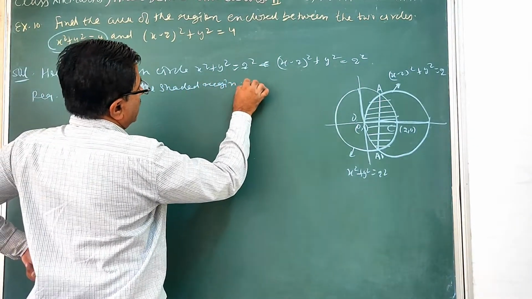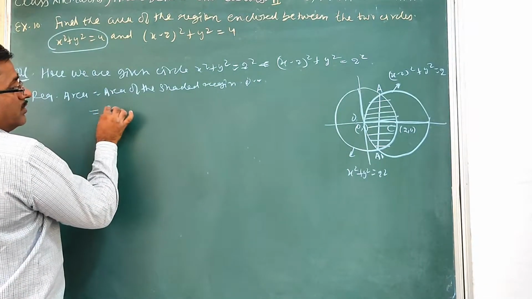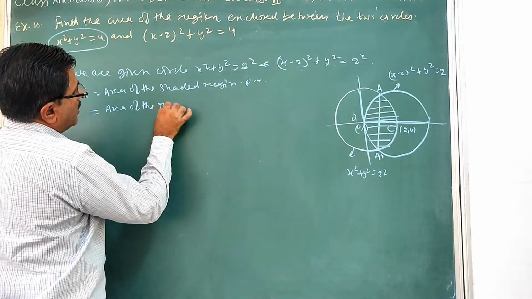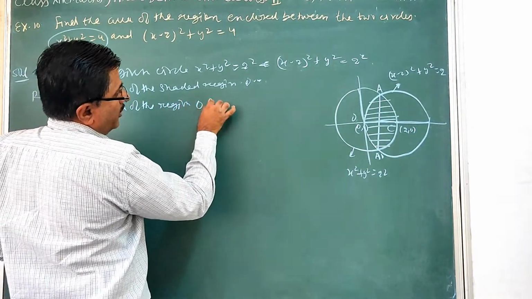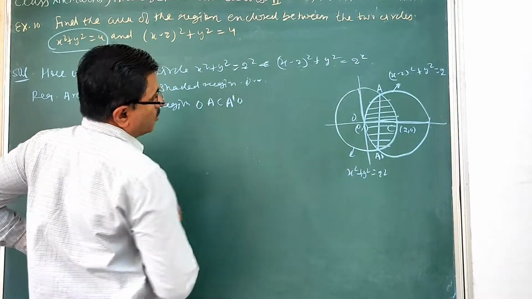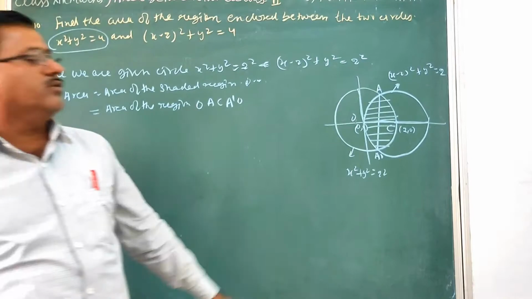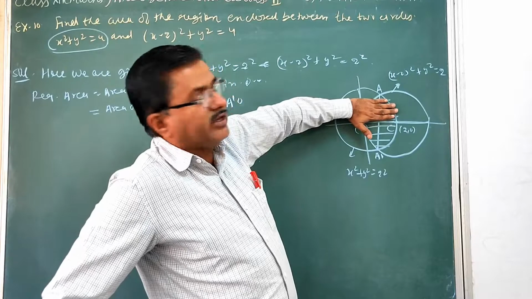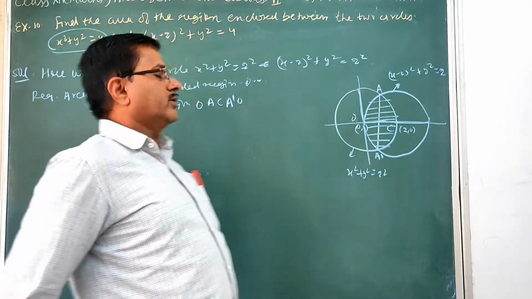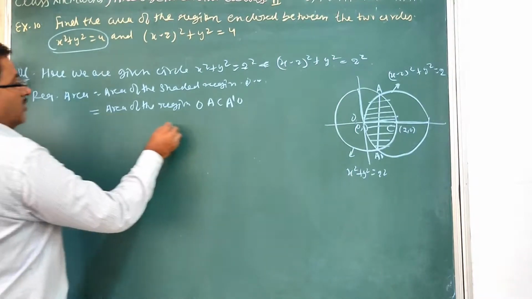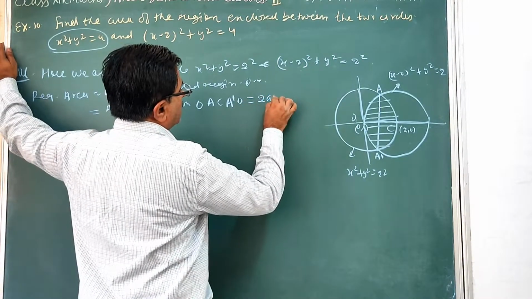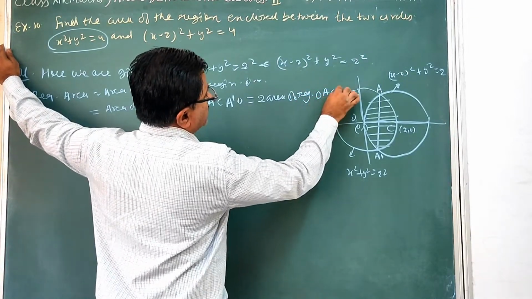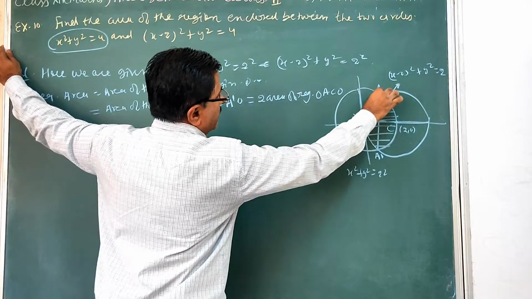That is the area of the whole region OACA dash O. Now see, this is symmetric above the x-axis and below the x-axis. So if you find the area above and multiply by 2, we get the required area. So this can also be written as twice the area of region OACO. This is the region above, this area.